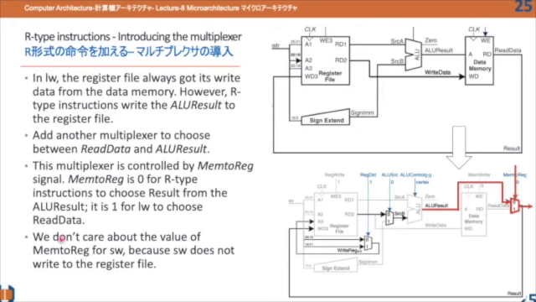And in case of store word, we don't care about the value of this because store word doesn't store anything or write anything to the register. Store word stores the value to the memory. So in case of store word, we don't care about the value of the memory register.